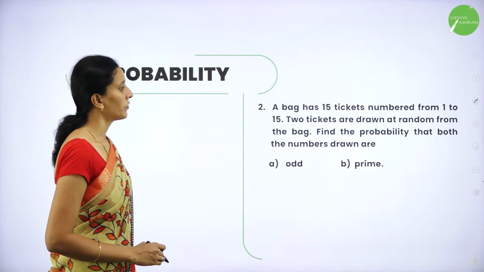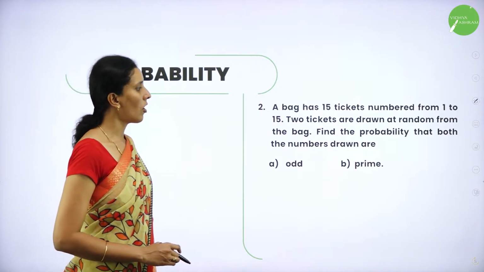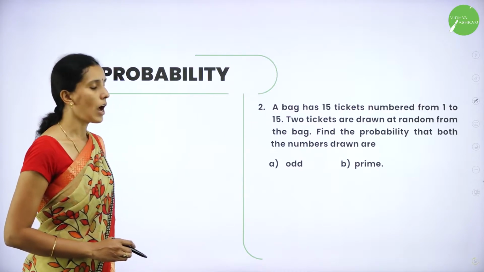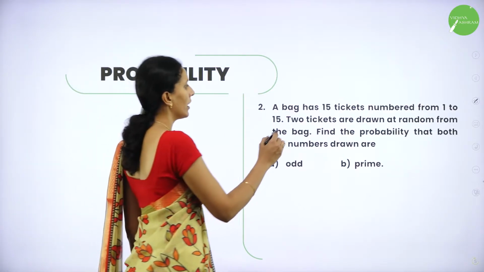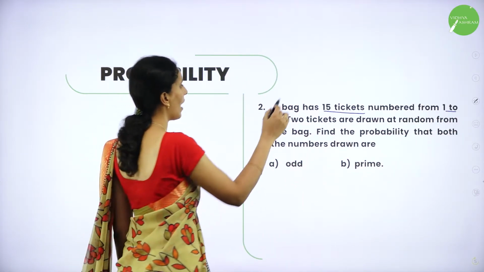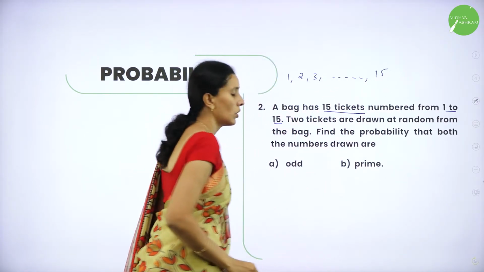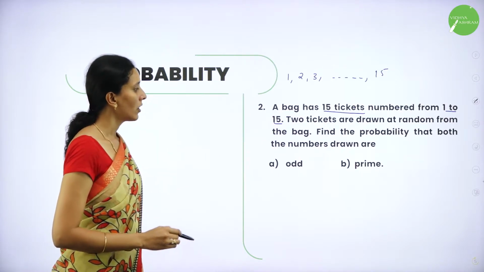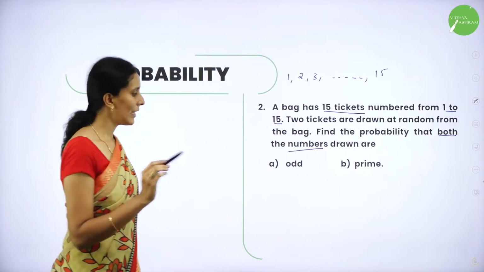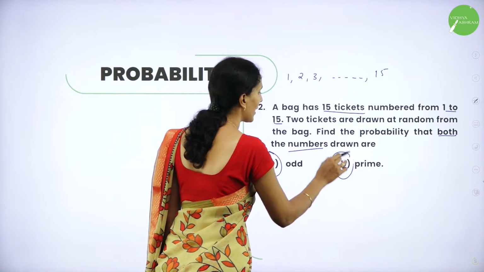A bag has 15 tickets numbered from 1 to 15. 2 tickets are drawn at random from the bag. Find the probability that both the numbers drawn are odd or prime. So it has 15 tickets numbered from 1 to 15. So you have numbers 1, 2, 3, etc., up to 15. So what you are supposed to do is select any 2 numbers, and those 2 numbers must be odd in case of the first question and prime in case of the second question.